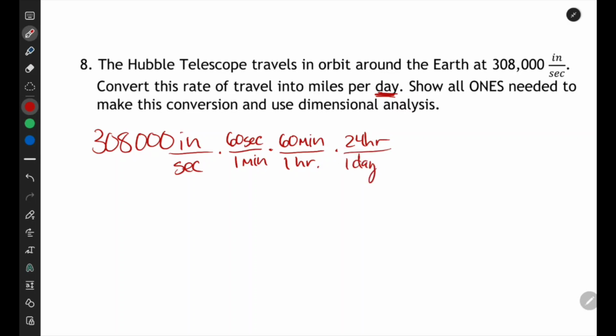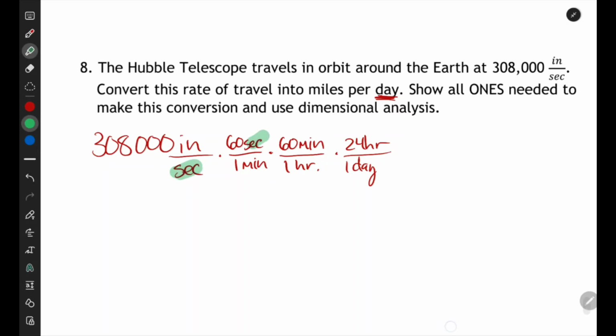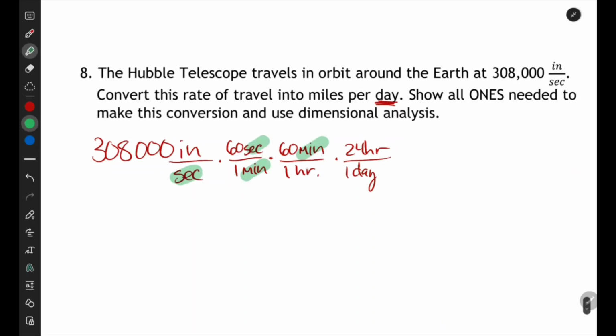So at this point, a bunch of things go away. Let me grab a highlighter and highlight these in green. Seconds are gone with seconds, minutes gone with minutes, hours canceled with hours. So we're now looking at inches per day. The numbers are all there. We're going to need the numbers in a minute, but let's keep going with the dimensional analysis for the next part, where we need to transition inches into miles.